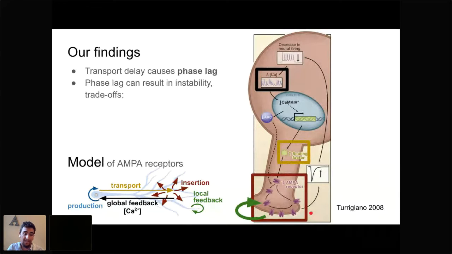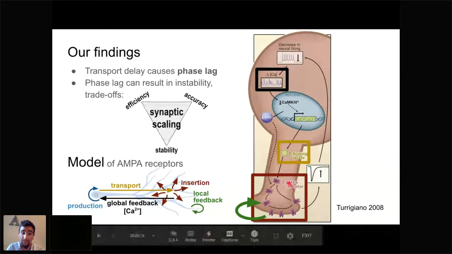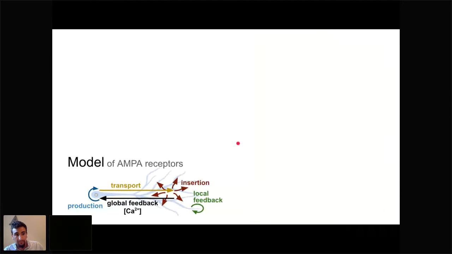This explains why synaptic scaling is slow. It can take a day or two because of the phase lag. This limitation also imposes a trade-off. Synaptic scaling of the neuron is a balance between efficiency, accuracy, and stability. But before we get into the results, let's dive a little deeper into the model.